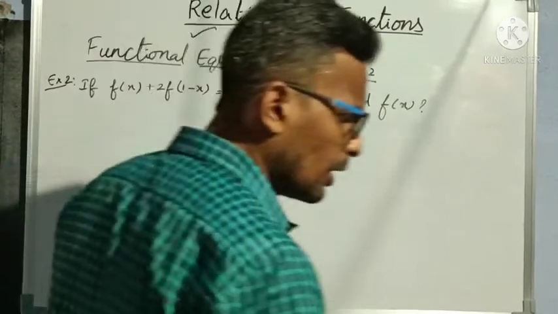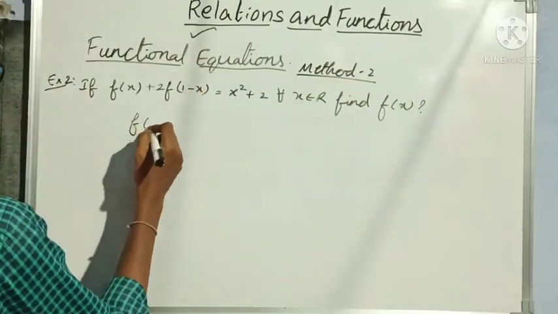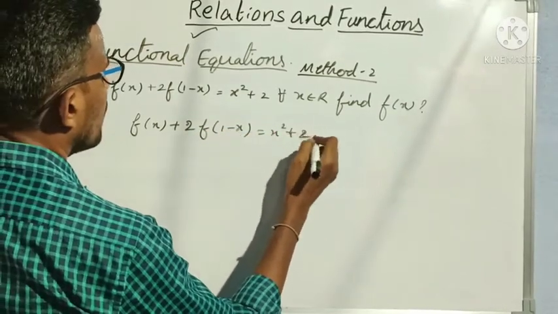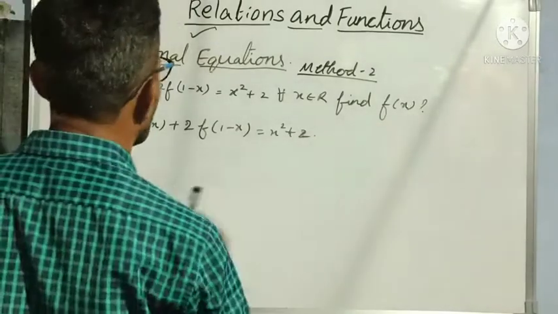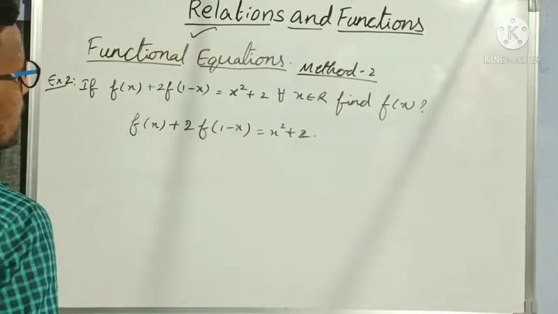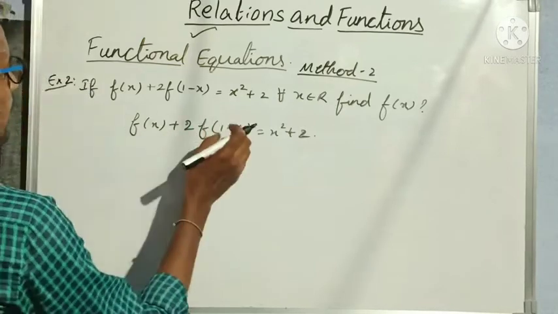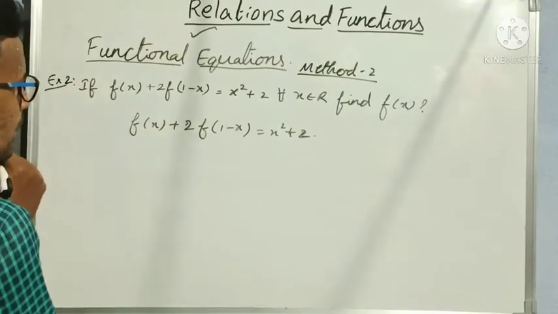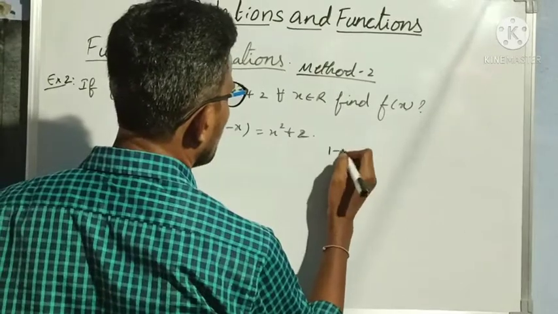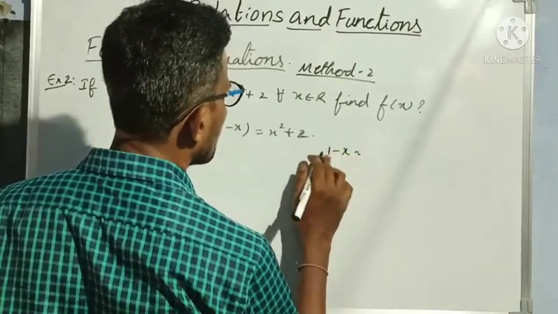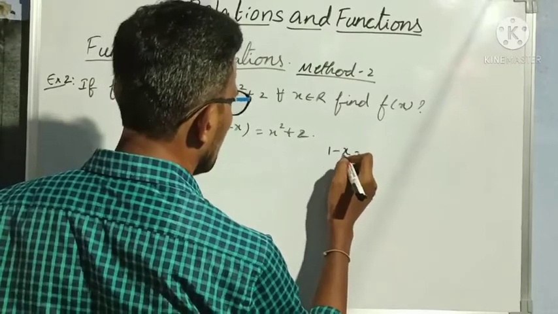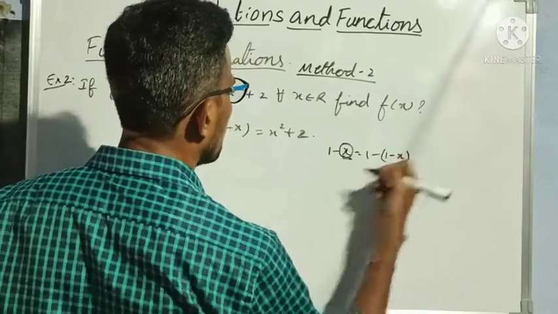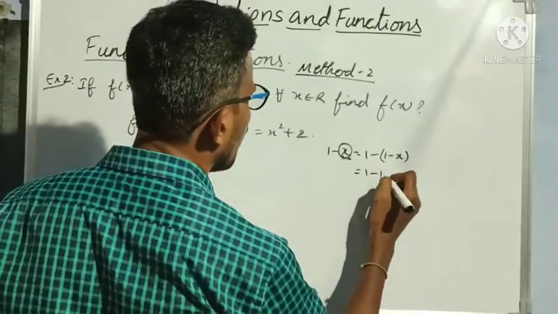Okay, so now let us solve this example. Let us take the given functional equation, f(x) plus 2 into f(1 minus x) is equal to x square plus 2. So he is asking to find f(x). Is there any possibility that in the place of 1 minus x we will get x, and in the place of x we will get 1 minus x? Yes. So first let us see whether by substituting in the place of x I am getting 1 minus x, and in the place of 1 minus x I am getting x here or not. So in place of x, I should substitute 1 minus x. So that is equal to 1 minus 1 plus x.